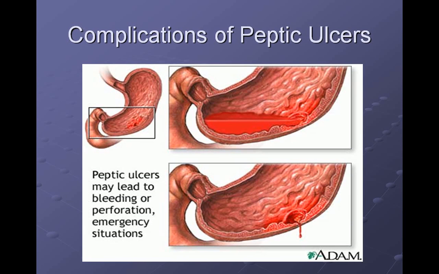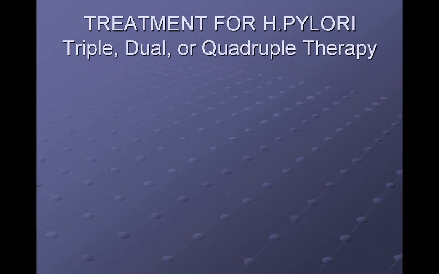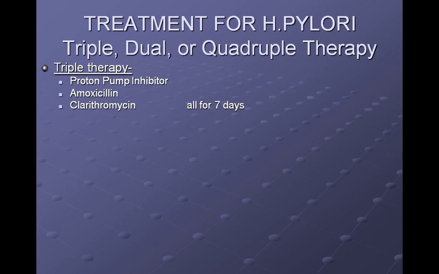Peptic ulcers may lead to bleeding, as stated, or perforation. Both are emergency situations. Treatment for H. pylori involves triple, dual, or quadruple therapy. Triple therapy includes the use of proton pump inhibitors, amoxicillin, and clarithromycin, all for 7 days.